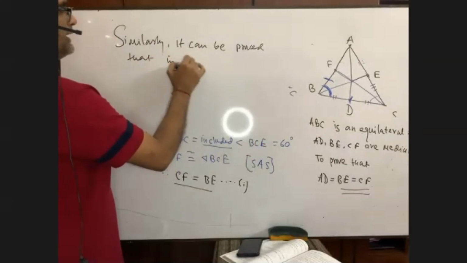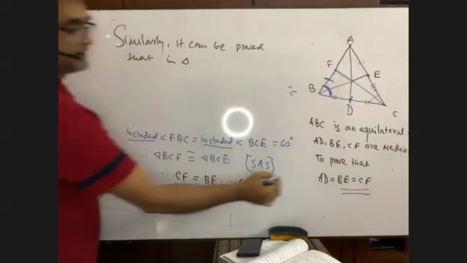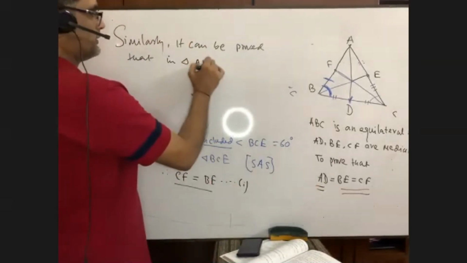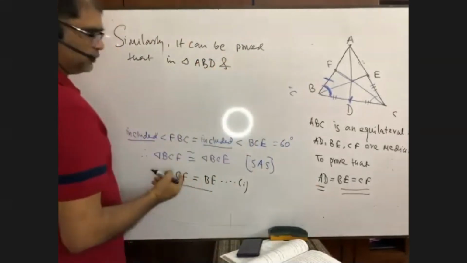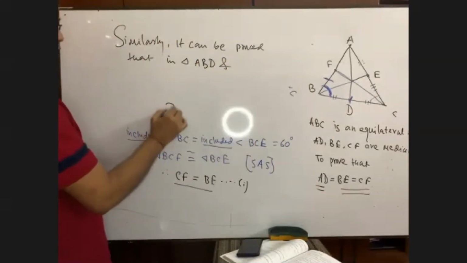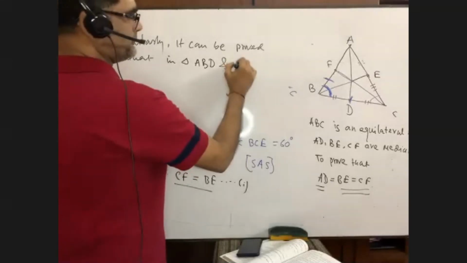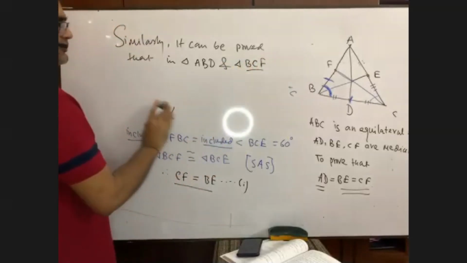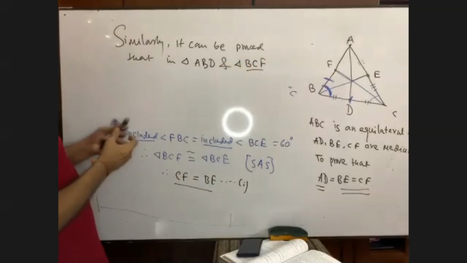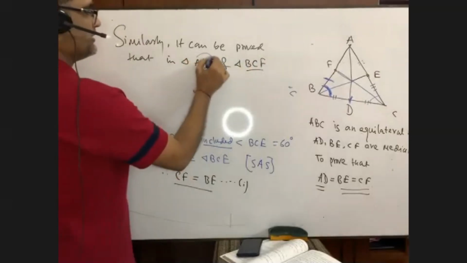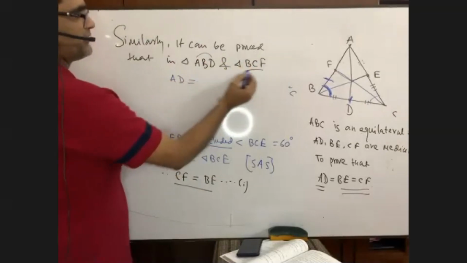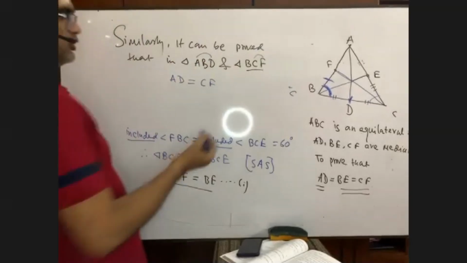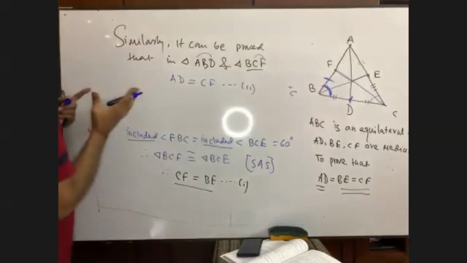In which triangles, where there is AD, should be taken? Let me know which one. There is AD. ABD. And any triangle of these two that I took here, BCF and BCE, I just took at first. Now, what is the median here? AD is the median. What is the median here? CF is the median.